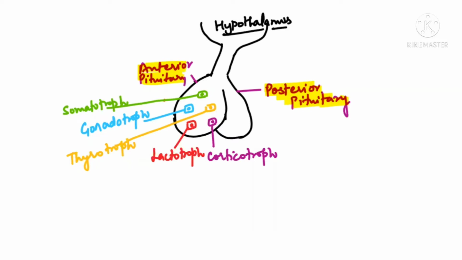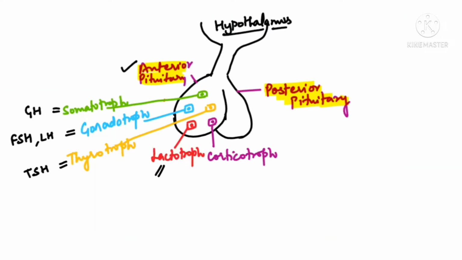So before we understand that concept, try to understand anterior pituitary is having 5 types of cells. Okay, this is somatotroph cell, which is going to produce growth hormone. This is gonadotroph cell, which is going to produce 2 types of gonadotropin, that is FSH and LH. Thyrotroph is the one which is producing thyroid stimulating hormone.